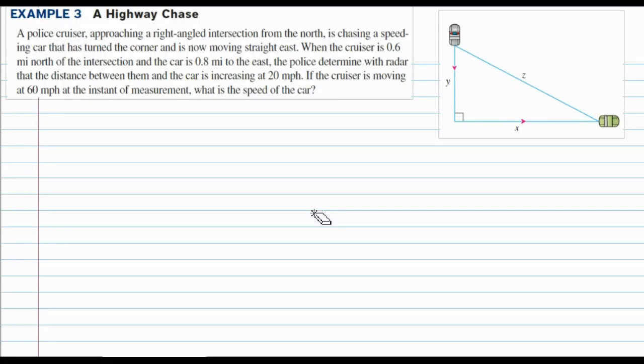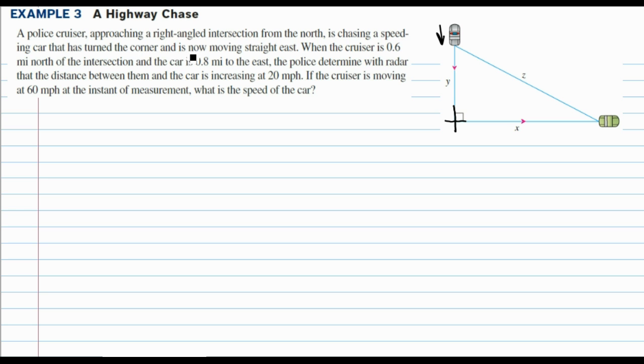This is the screencast for section 4.6, example 3, a highway chase. Ooh, how exciting. Okay, a police cruiser approaching a right-angled intersection from the north. So here's our intersection, and the police cruiser is coming in from the north. He's going that way.